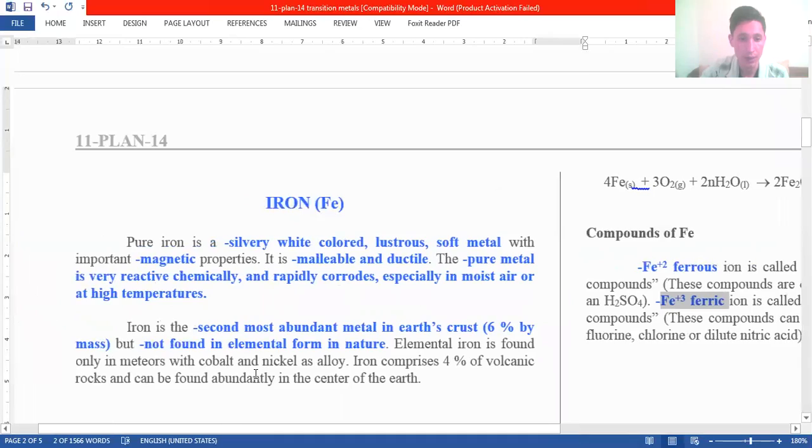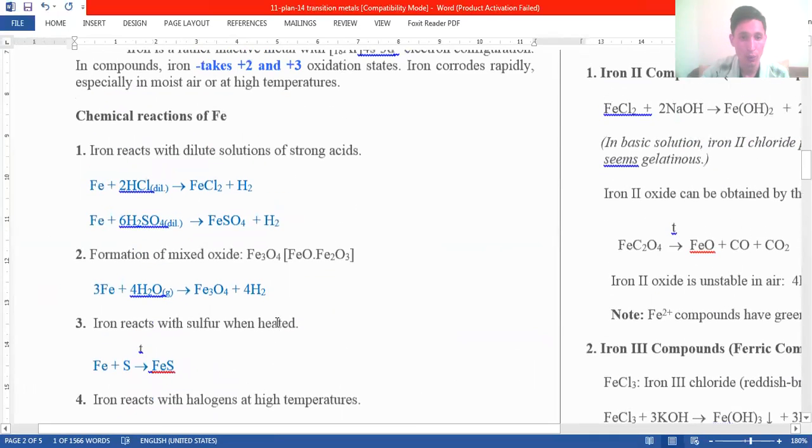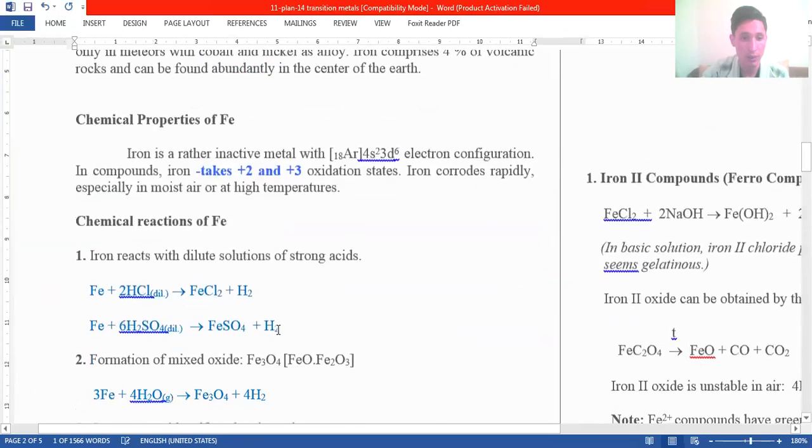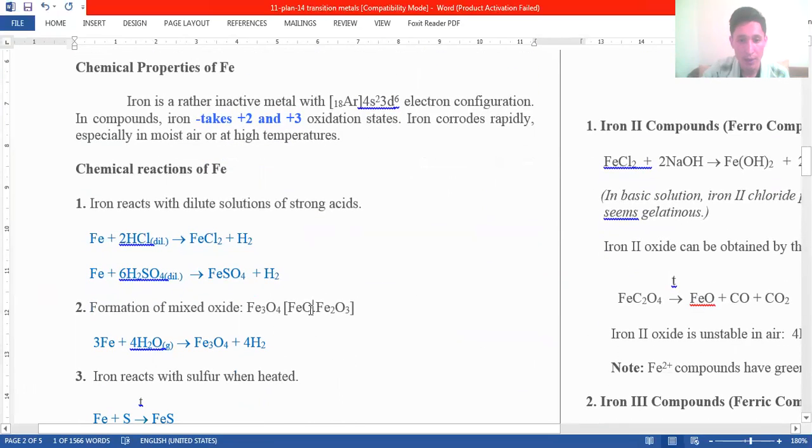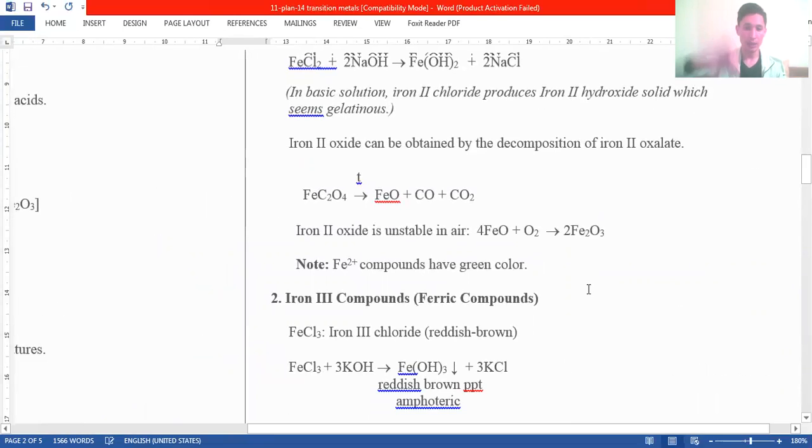I will show you here. For example, this one is ferric chloride. Understand? This one is ferric chloride. Or let's see another one here. For example, this one is ferrous oxide, and this one is ferric oxide. Understand? Or this one is iron(II) oxide, and this one is iron(III) oxide, by Latin and by Roman numerals. Okay, that's enough.